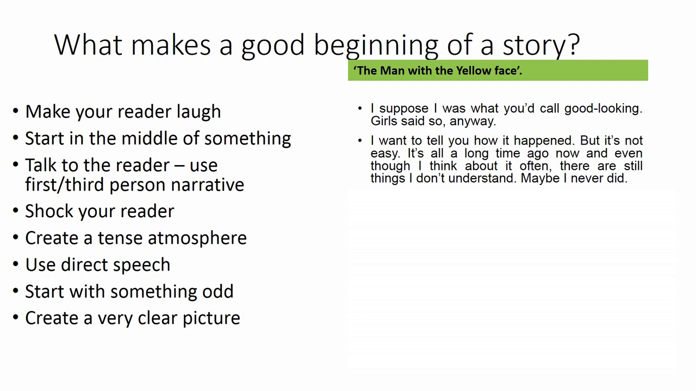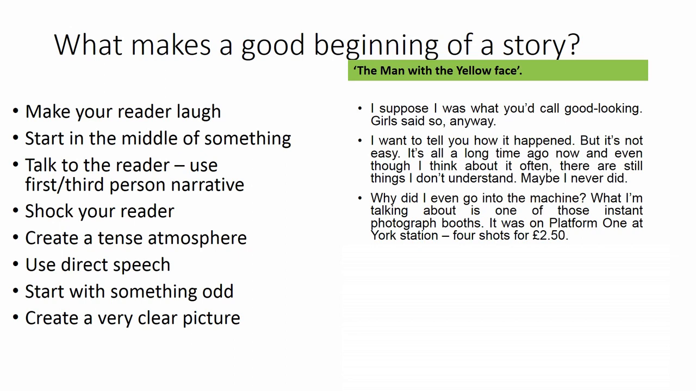Shock your reader. He uses a rhetorical question. We know that anytime you use a rhetorical question, that is going to instantly create that connection with the reader. So he says, why did I even go into the machine? What I'm talking about is one of those instant photograph booths. It was on platform 1 at York Station, 4 shots for £2.50. So we're not expecting anything to go wrong with the machine. It's going to really shock us because it's going to go against our expectation.